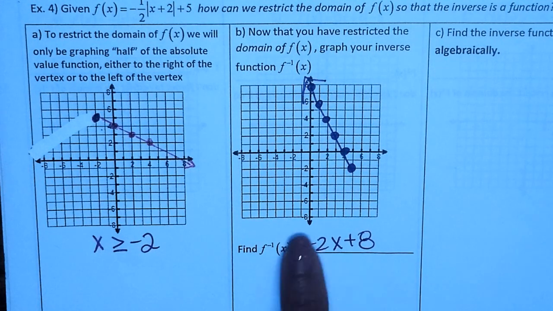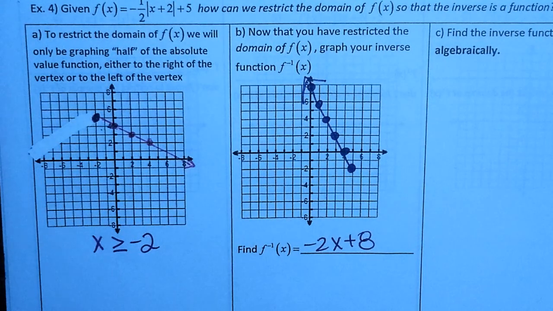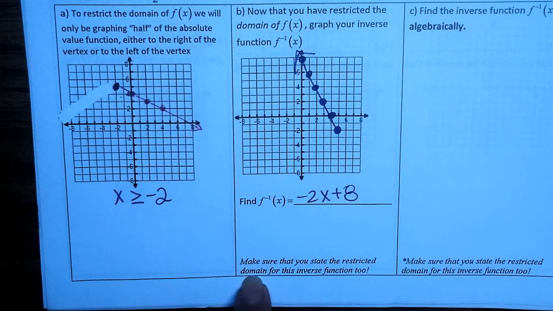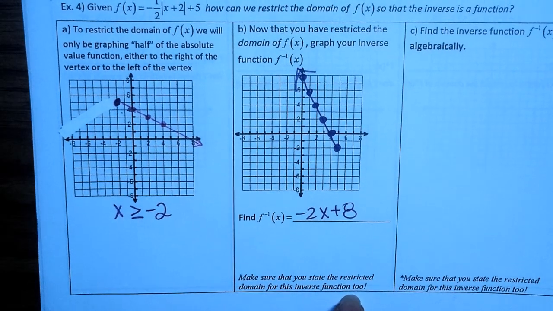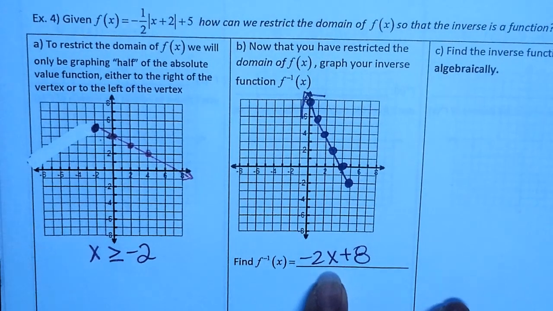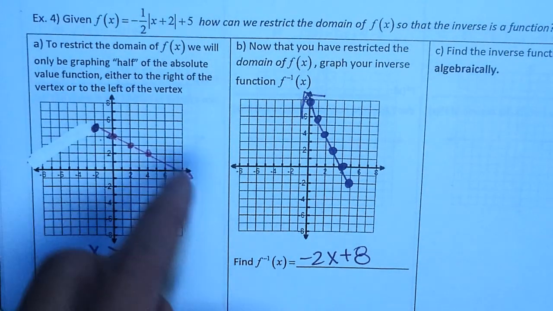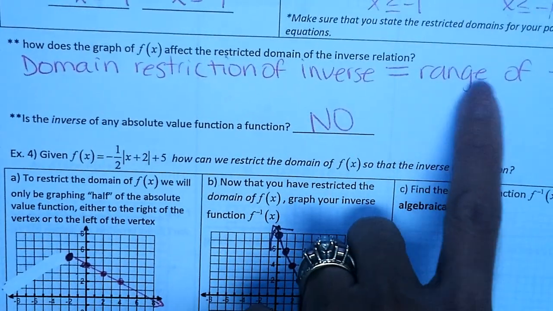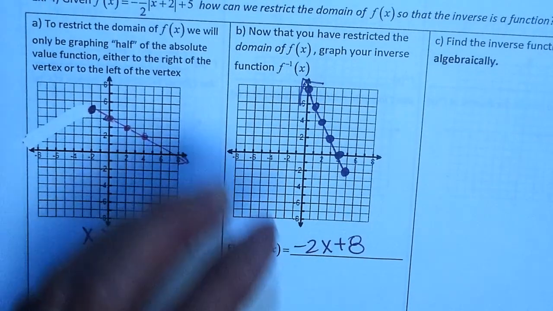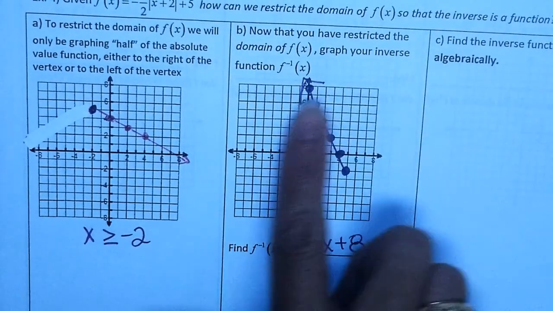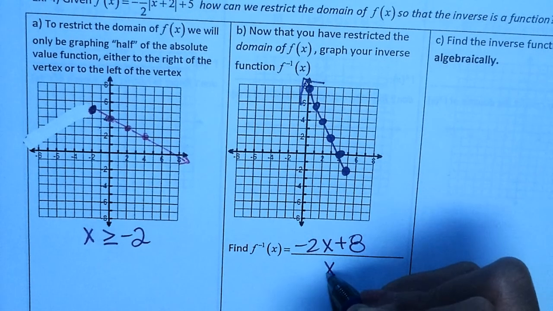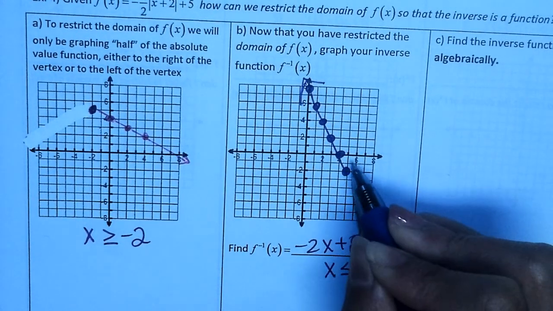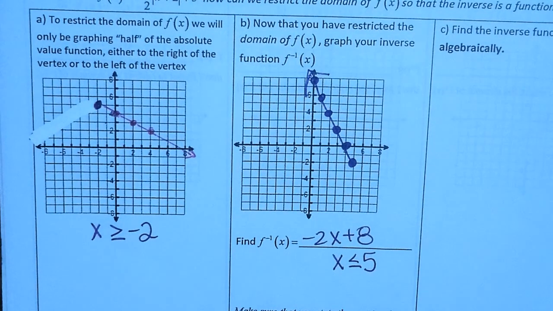The inverse, negative 2x plus 8, also has its own restriction. So it says it down here, make sure that you state the restriction for the inverse too. Remember that the domain restriction for the inverse should be the range of f of x. Right now you can see it because you have the graph. So the domain for this graph is x is less than or equal to 5, to the left of 5.